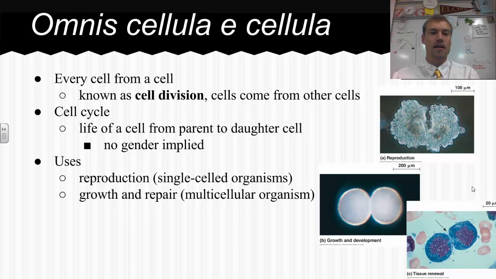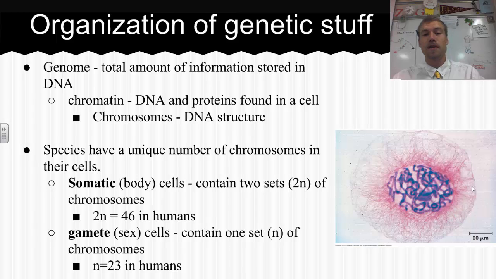Now, the life of a cell goes from a parent to a daughter cell. When we talk about these terms, we're not really implying gender. We're just saying that we've got our starting cells and then we've got our daughter cells. Uses are for reproduction in single-celled organisms like bacteria, protists, things like that, as well as growth and repair in multicellular organisms, such as us.